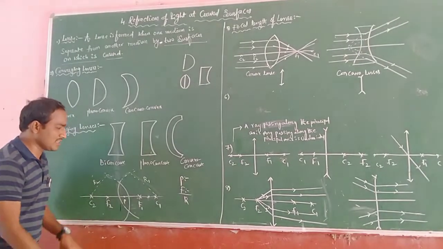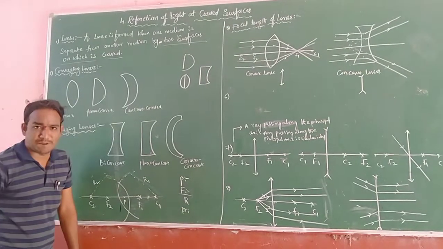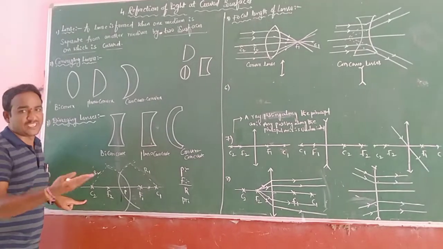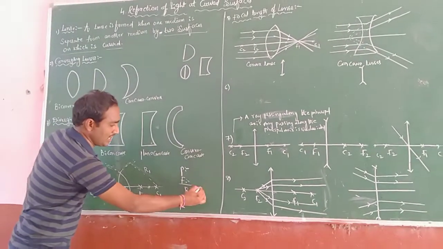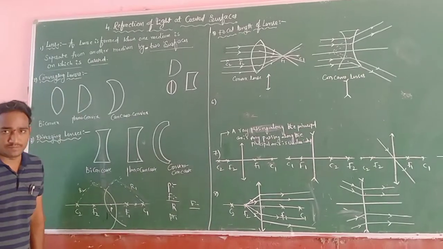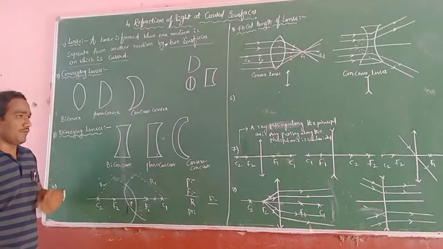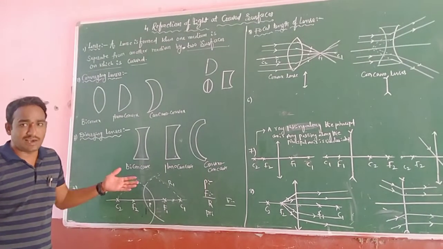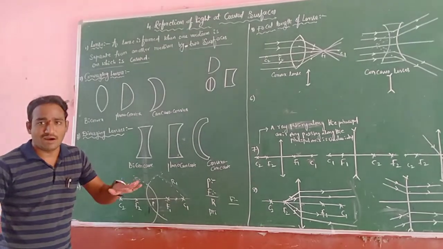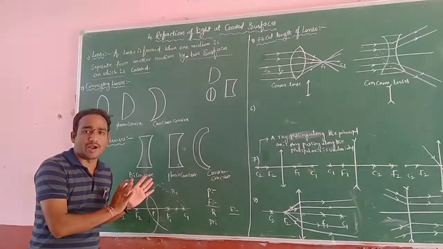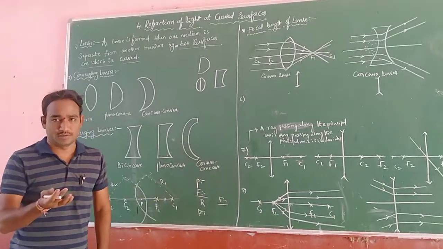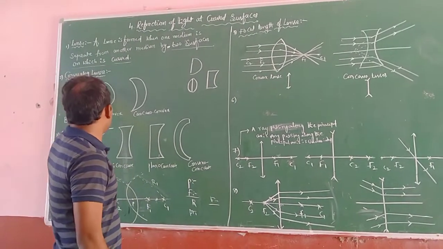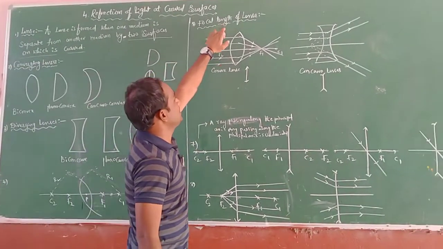And one more thing, what is the definition of principal axis? The line passing through C1 and C2 is called the principal axis. And one more thing, focus or focal. What is the definition of focus or focal? If any ray converges to a point or diverges from a point, that point is called the focus. Here, based on these diagrams, we have to see convergent and divergent. So, focal length of lens.